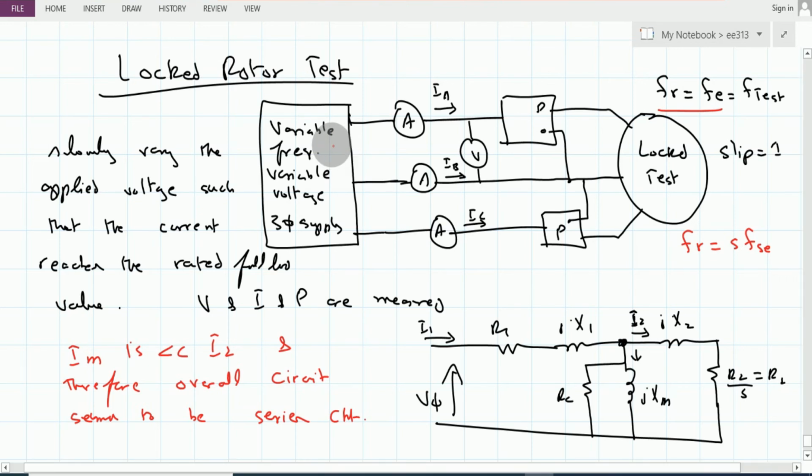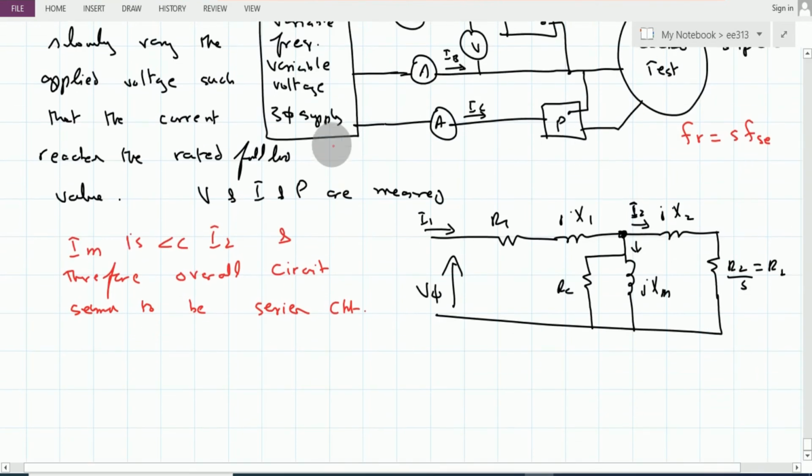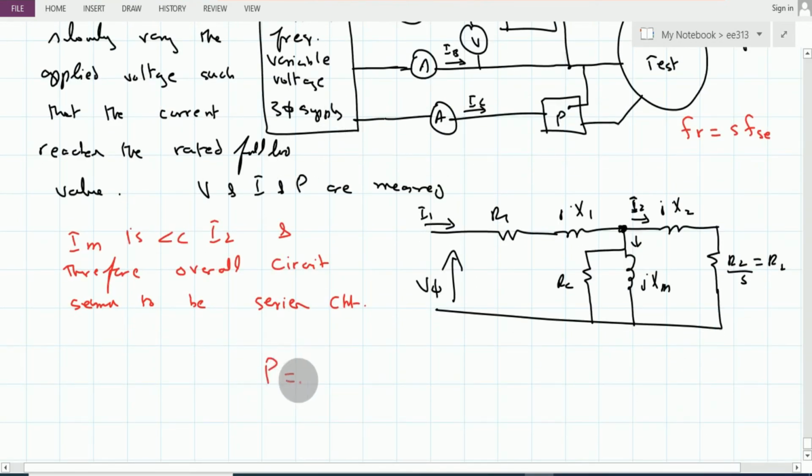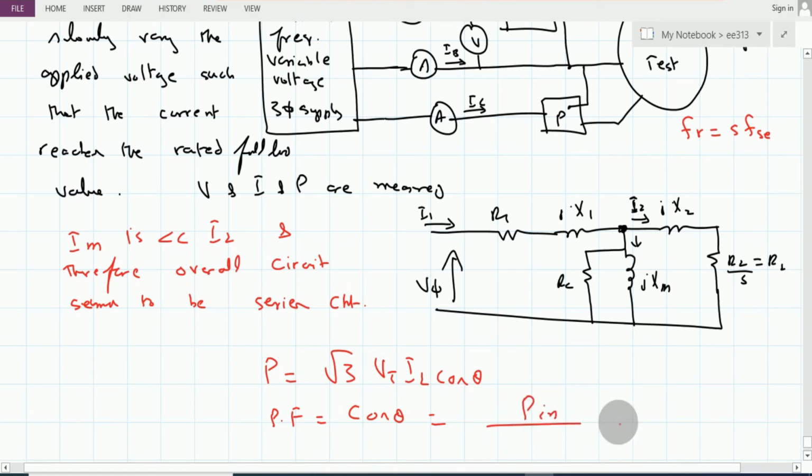Now, after we set up this test voltage and test frequency, first of all we set the variable frequency, and thereafter we set the variable voltage such that it corresponds to the rated current of the motor. Once we have these things done, then the power is measured, which is equal to root 3 Vt IL cosine theta, from which we can find out the power factor, cosine theta, and that is equal to the input power divided by root 3 Vt into IL.